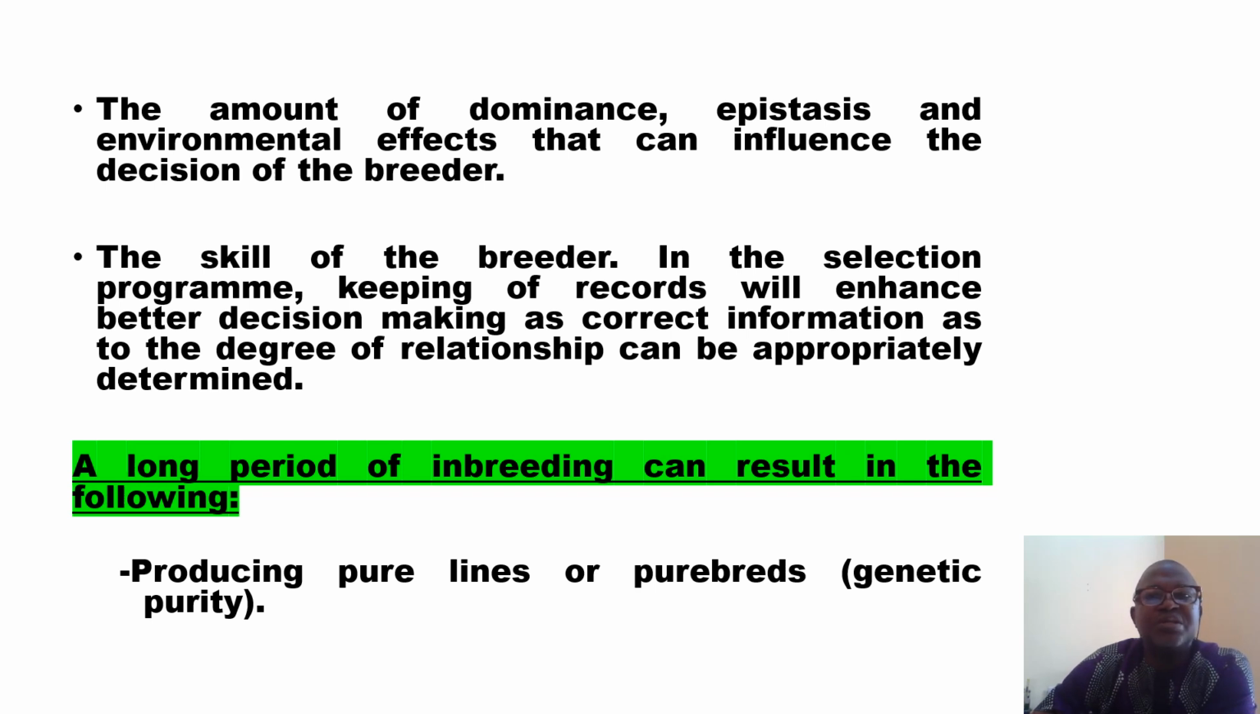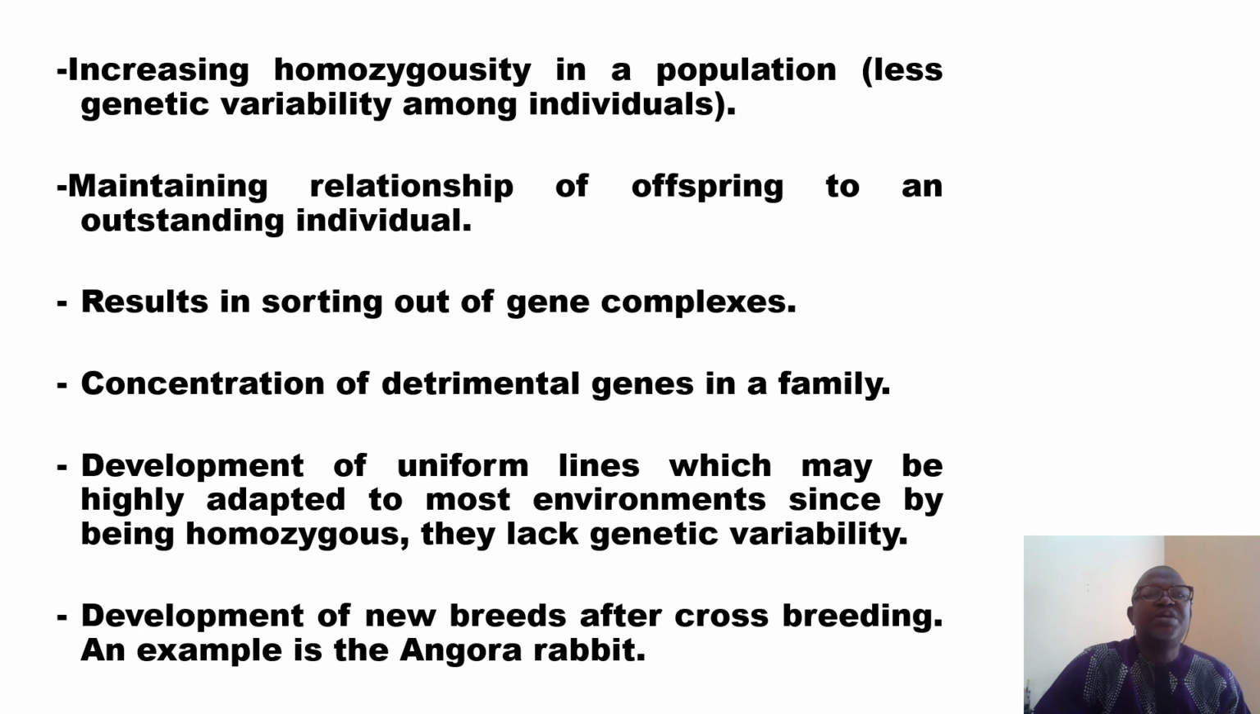So prolonged inbreeding in animals can produce the following positive effects. For example, it can lead to the production of pure lines or purebreds. These are genetically pure. It can increase homozygosity in a population, and when there's increase in homozygosity, there's decrease in genetic variability among individuals within such a population. It helps in maintaining relationship of an offspring to an outstanding individual.